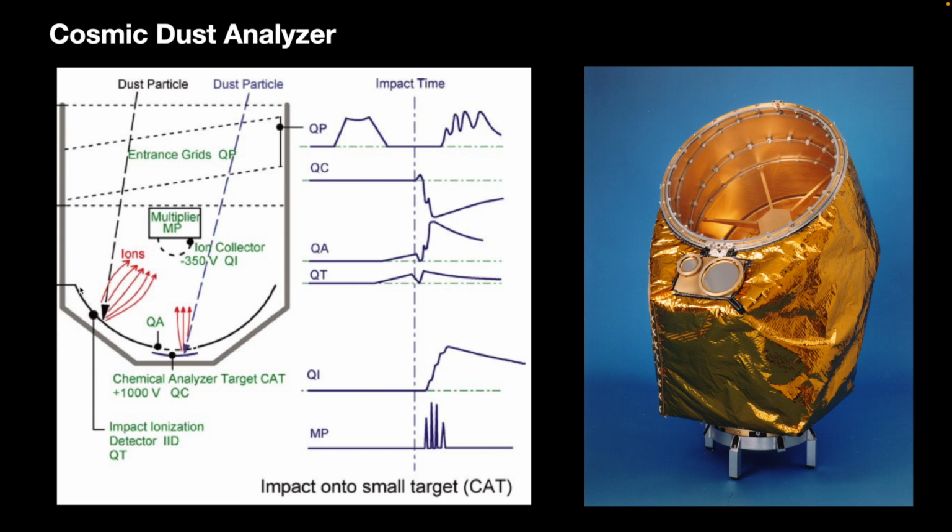We had also another impact. This was the impact ionization detector IID with the channel QT. And these ions were also accelerated to the multiplier. But since there was not a voltage of 1 kilovolt, let's say this cloud of ions was reaching the multiplier as a diffuse cloud. So you were not really able to get a spectrum, but at least you got some information on this so-called QI channel that allows you to determine the velocity and the mass of the particles.